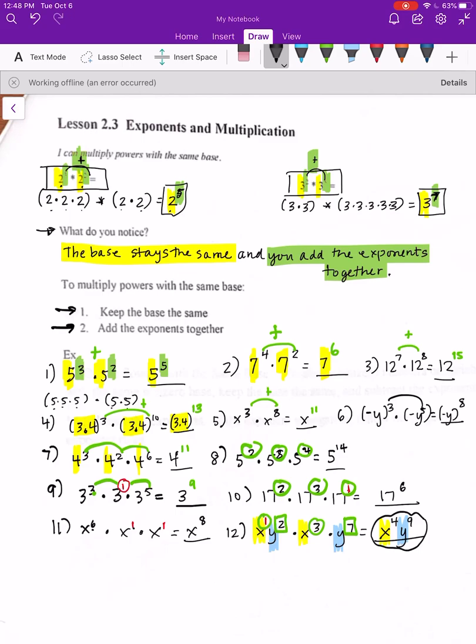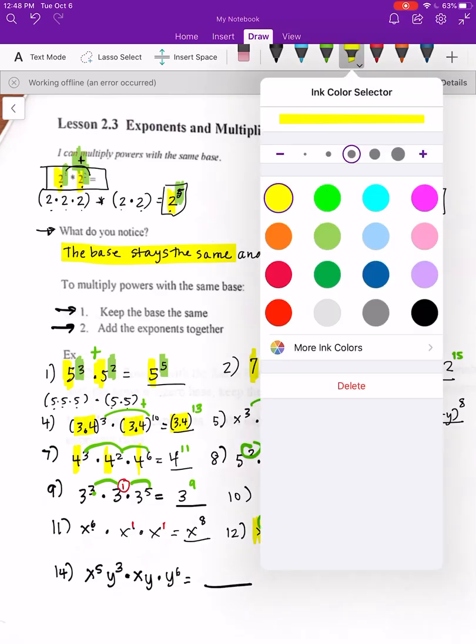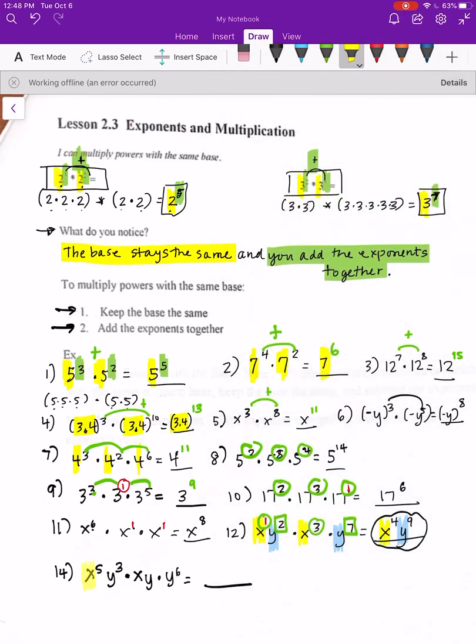All right, let's try one more like that, number 14. Number 14. So x to the 5th, y to the 3rd, times x, y, times y to the 6th. So again, let's pick up our highlighter. Let's find our x's. So I have an x to the 5th. I have an x. So I have x, and of course if there's nothing there, I can put in a 1. So 5 plus 1 is 6.